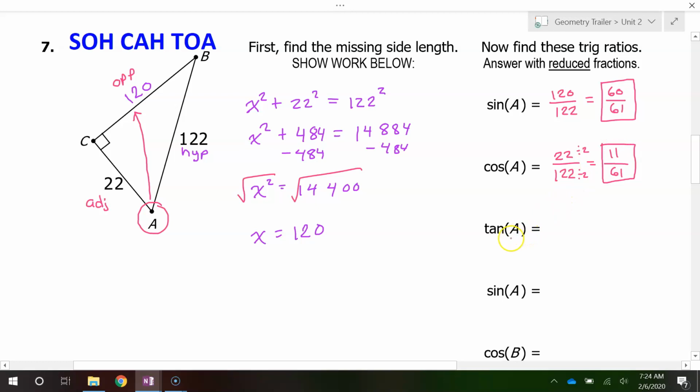All right, tangent of A. Tangent is opposite over adjacent. So that's going to be 120 over 22. Right? Okay. And again, both of these are divisible by 2. So that's going to be 60 over 11.